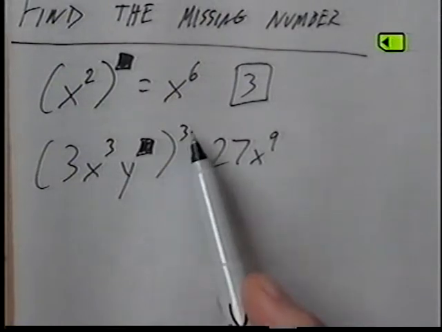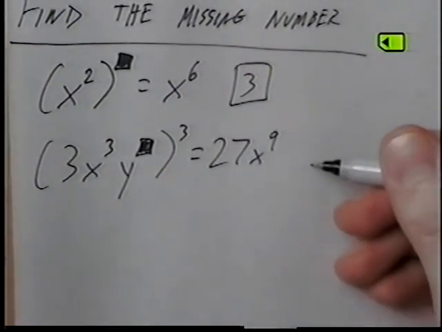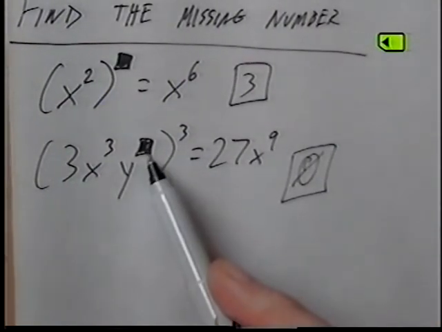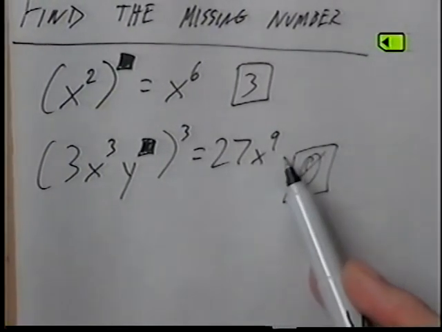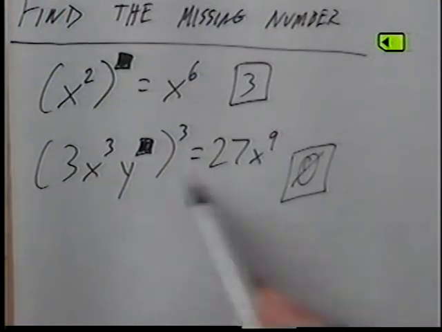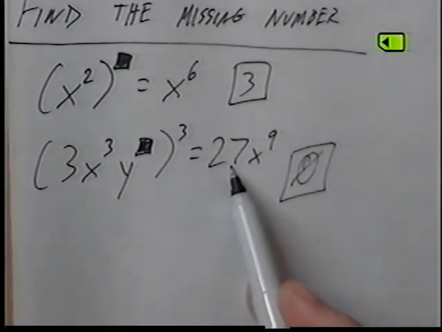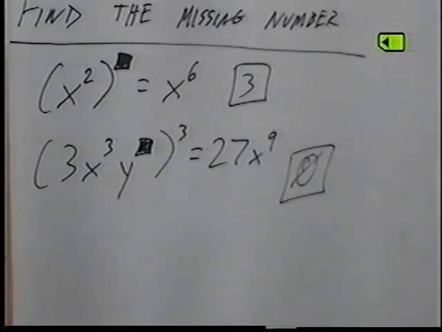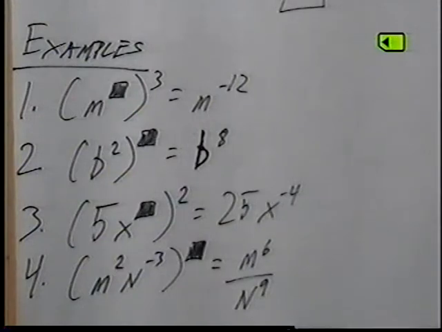So we need some number times 3. That will cancel out this y. That number is 0. If it's y to the 0 power, 0 times 3 would be 0. Y to the 0 power is 1, or there would be no y in the answer. The other numbers, you have 3 to the third is 27, 3 times 3 is 9, but the number inside the missing box is 0. Find the missing number.